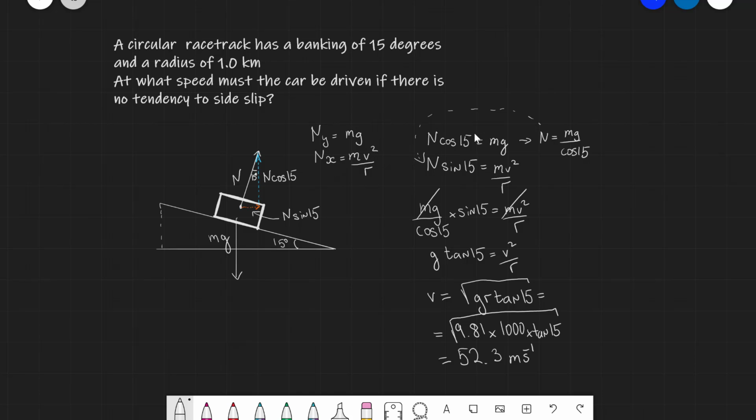And then we have this system of equations with n cos 15 because that's the adjacent component, and sine of 15 because that is the opposite component to this angle. Then we play around with the equations, we cancel out the masses, and we got a value for the speed to be over 50 meters per second, which is pretty fast.